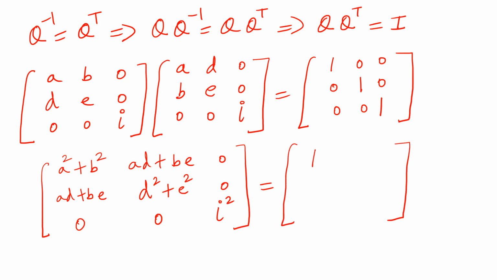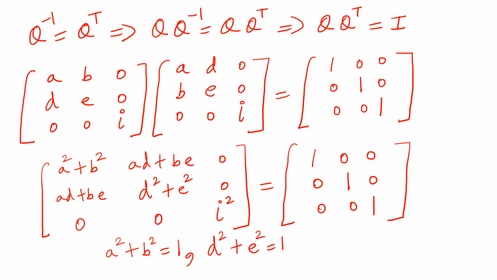Now students, we will compare the corresponding elements to get the equations. Now from here, I can write A square plus B square equal to 1. I can also write D square plus E square equal to 1. I square equal to 1, which means I equal to plus minus 1. And I can also write AD plus BE equal to 0.